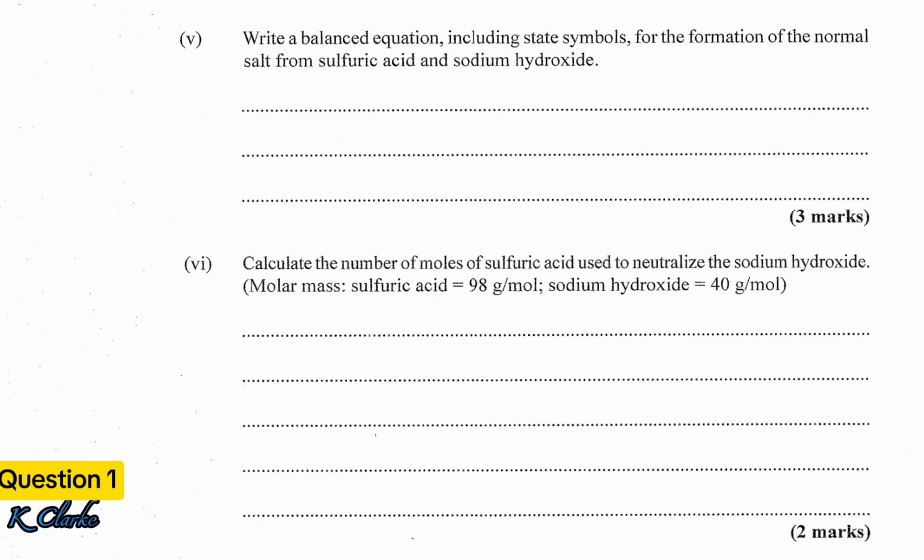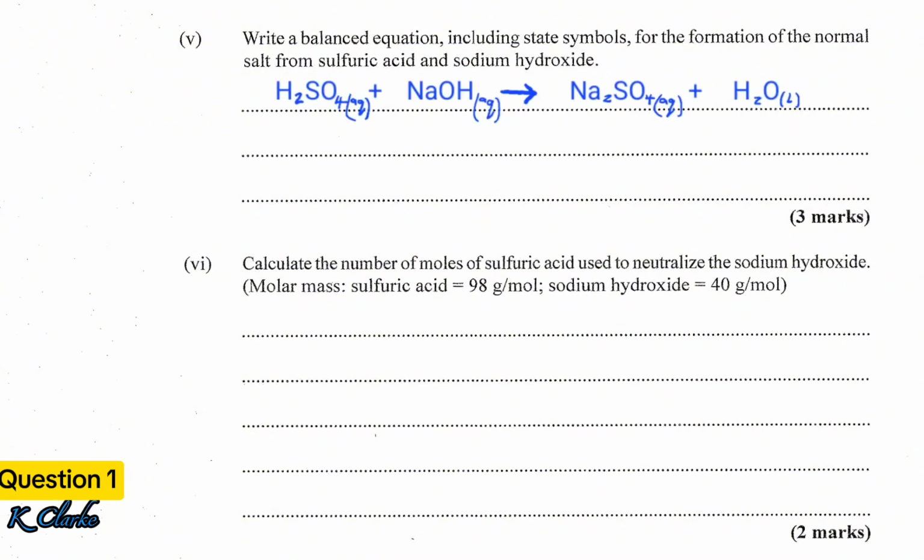Part 5. Write a balanced equation including state symbols for the formation of the normal salt from sulfuric acid and sodium hydroxide. The equation will be sulfuric acid, H2SO4 aqueous, plus sodium hydroxide, NaOH aqueous, to produce sodium sulfate, Na2SO4 aqueous, plus water, liquid.